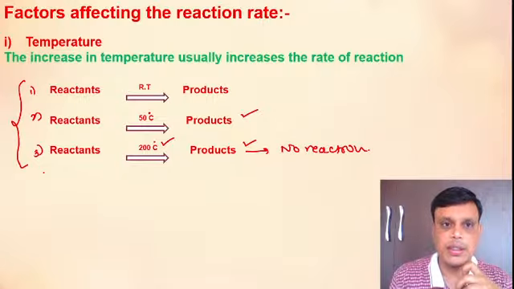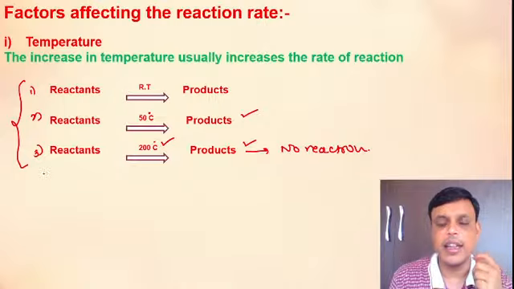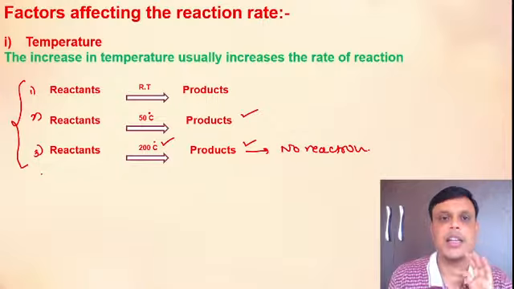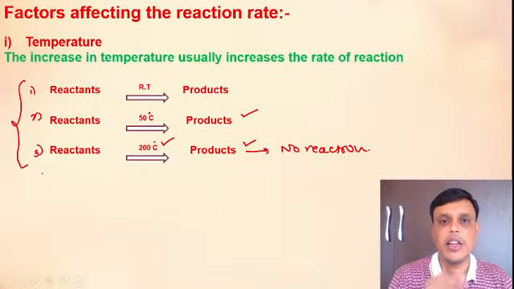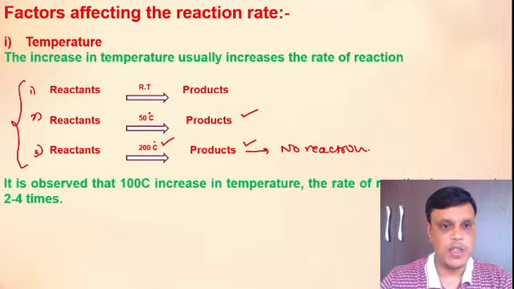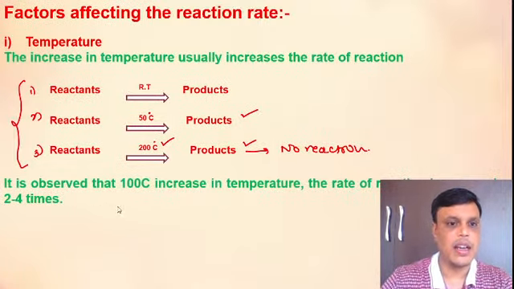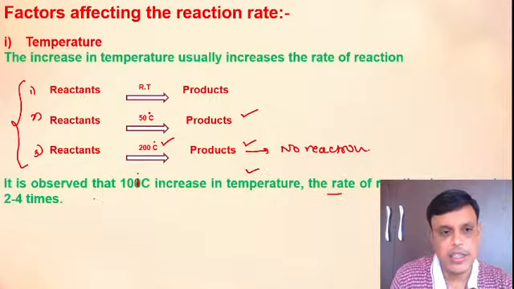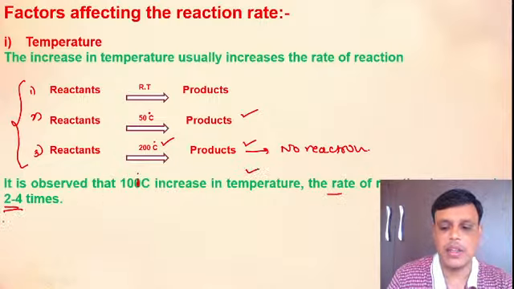Okay. So generally what happens, if we increase the temperature by 10 degrees, then the rate of the reaction increases by 2 or 4 times. This is also a generalized statement. If you increase the temperature of any reaction, then the rate of that particular reaction increases by 2 to 4 times. See, it is observed that a 10 degree, not 100 degree, 10 degree increase in temperature, the rate of reaction increases by 2 to 4 times. This is a very generalized statement.